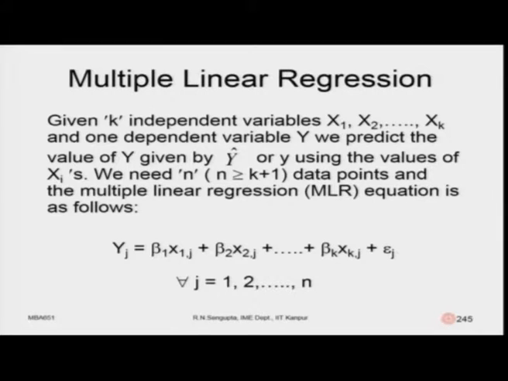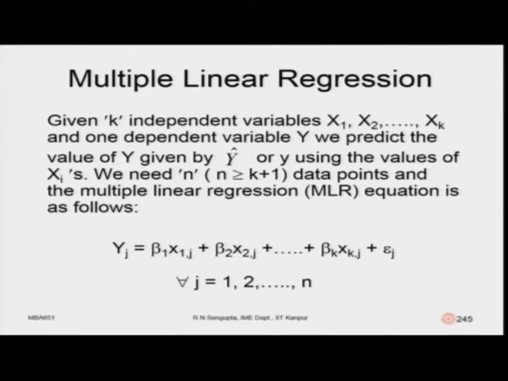Using that, you predict the y hat for the (n+1)th value, and then compare the error, which is the difference between the actual value of y for the (n+1)th reading and the predicted value of y at the (n+1)th reading. So, we predict the value of y, given by y hat or small y, using the values of the x's. We need to have n such that n is greater than k plus 1.